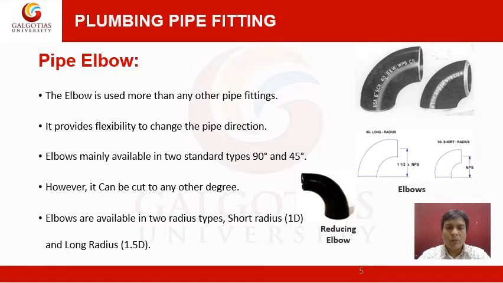Elbows are available in two radius types, short radius and long radius. The radius for a short radius elbow is equal to the diameter of the elbow, and the radius of the long radius elbow is 1.5 times the diameter of the elbow.